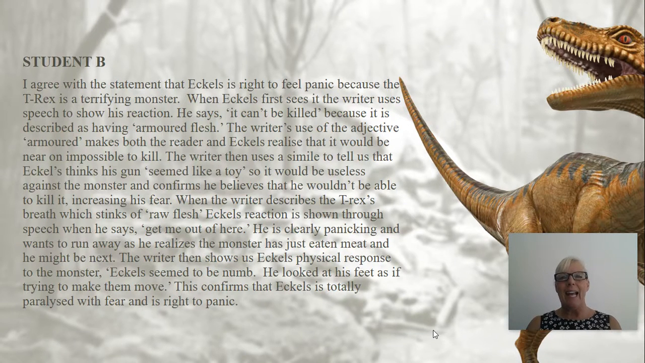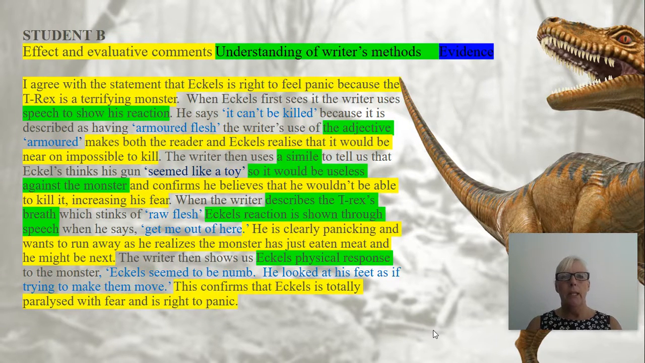Okay, so once again, can you find the examples? Are they relevant? Can you find where this student has contextualized the point? Is it clear? When the student has identified writer's language or methods or structural methods, are they quite clear? And is there a good evaluation? So let's have a look on the next slide where I've marked it up for you. And we can see there that we have everything color coded.